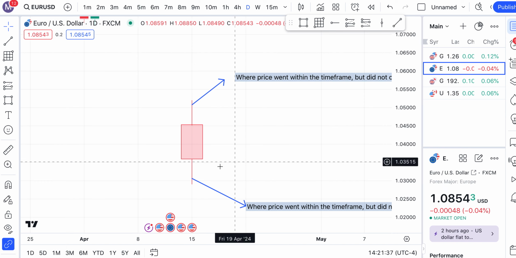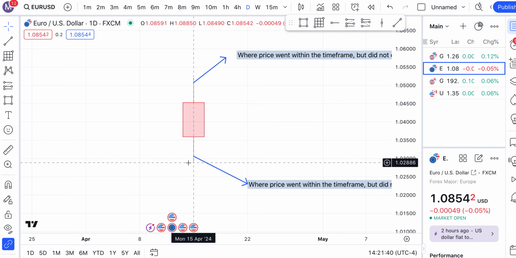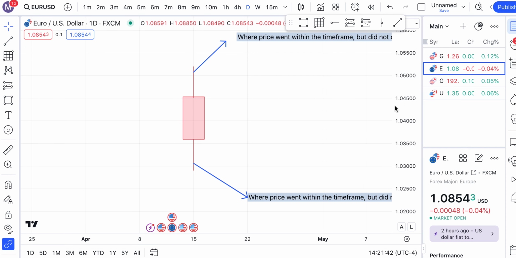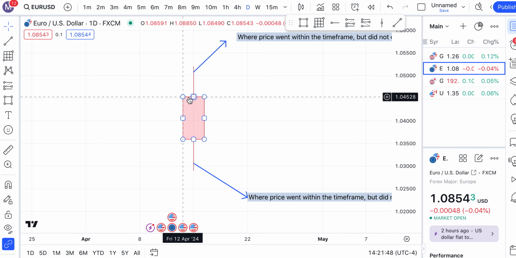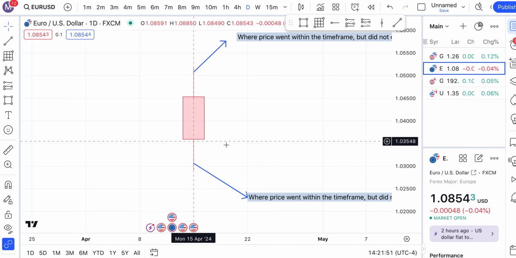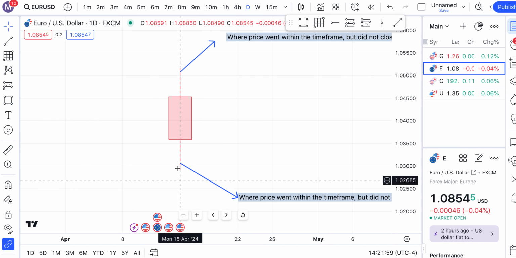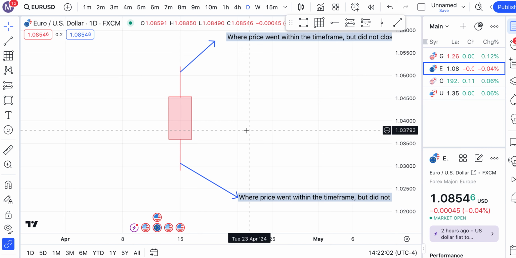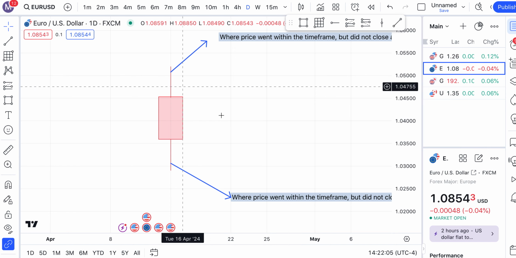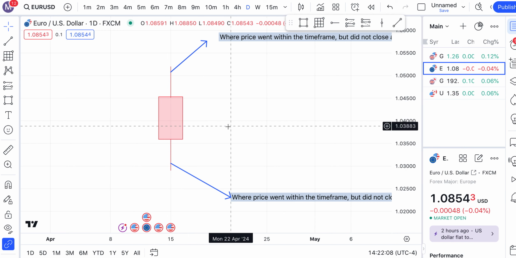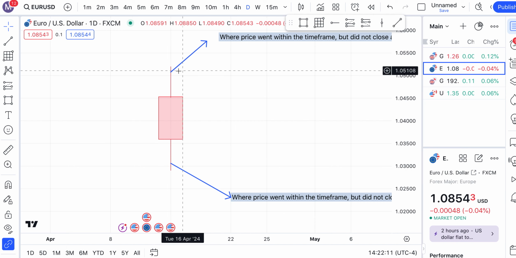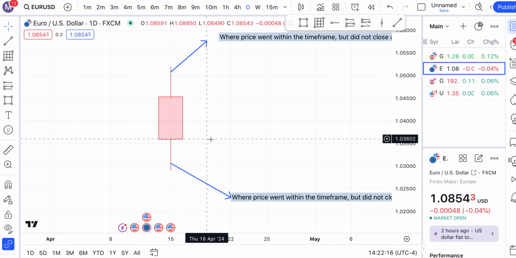And then within that time frame, price moves this entire distance. Because this is a bearish candle, we know that we opened here at the top of a rectangle and closed here. However, within that time period, price did reach all the way up here, the top of the wick, and all the way down here, the bottom of the wick. However, it did not close at these points because we know that it closed in a rectangle. It just shows us where price went within the time frame but did not close there.